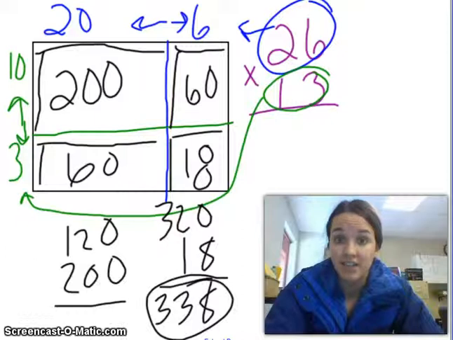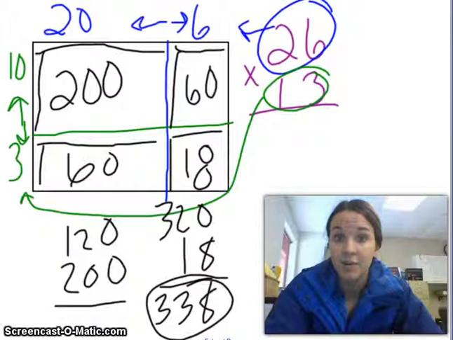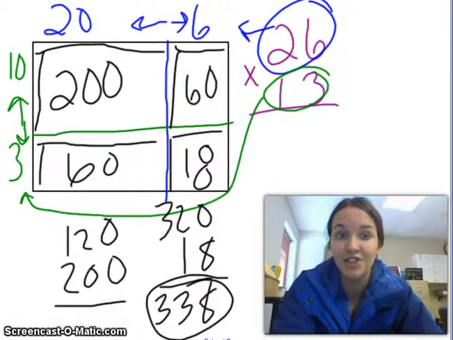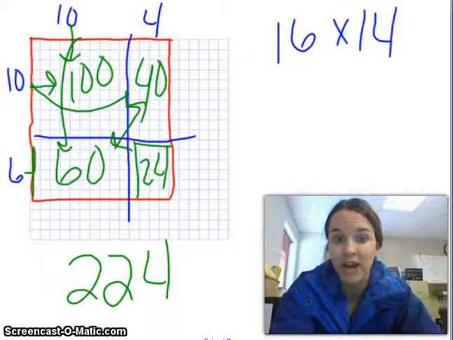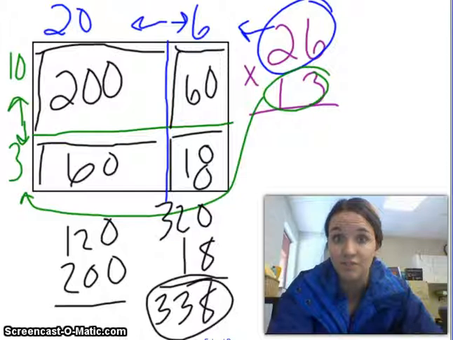Hopefully this has given you a better understanding of how you can use arrays to help you multiply, whether they are in the grid form or whether you're just drawing a table to help you. They're really the same thing. One just shows each individual block, whereas here we're not showing the individual blocks, we're just looking at the different factors and how many tens and ones there are.